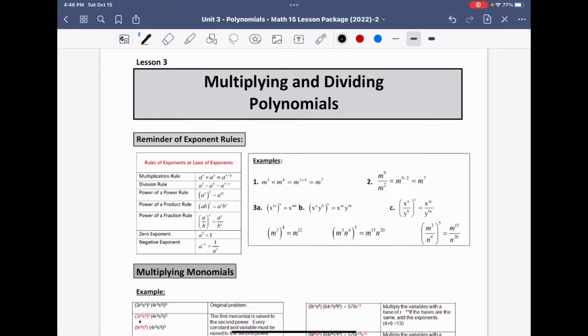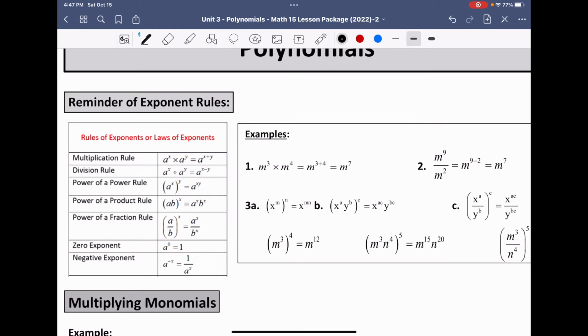All right, so now we continue on to lesson 3 of polynomials, and this is going to start to seem really familiar to our exponents unit, or unit number 2. We're going to multiply and divide polynomials using the rules that we learned in exponents, or the rules of exponents. So just as a quick reminder, we want to discuss the multiplication rule or product rule, division rule or quotient rule, power rule, and then zero and negative exponents.